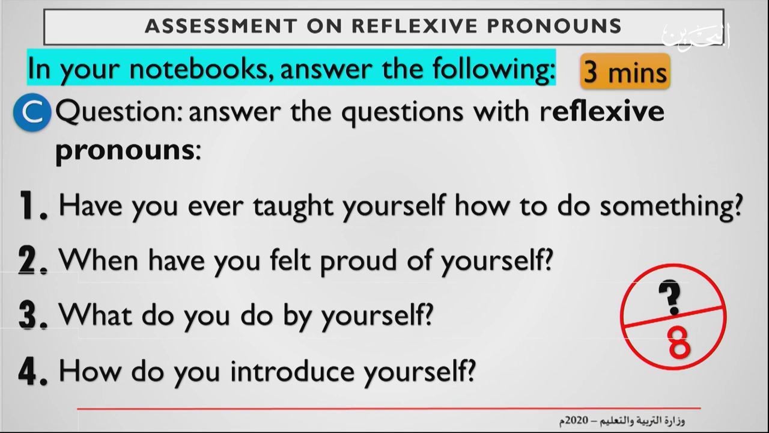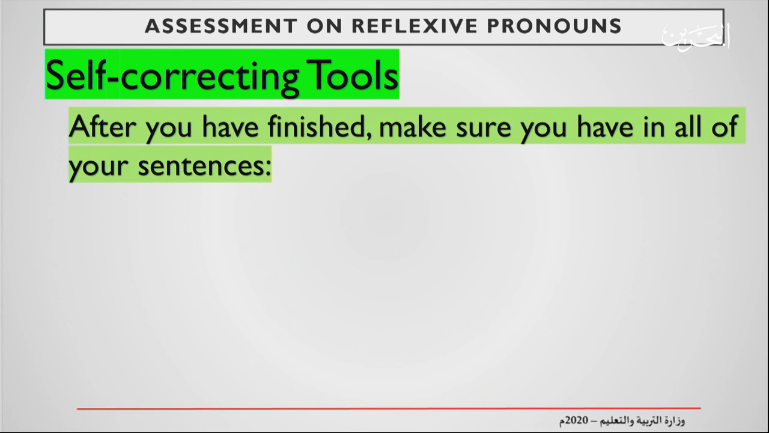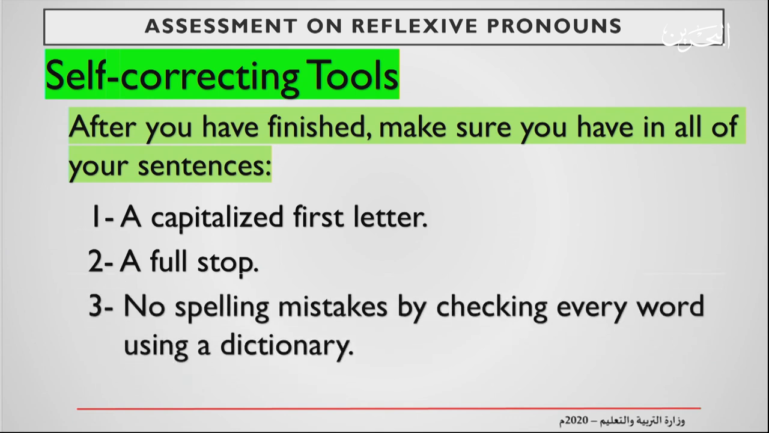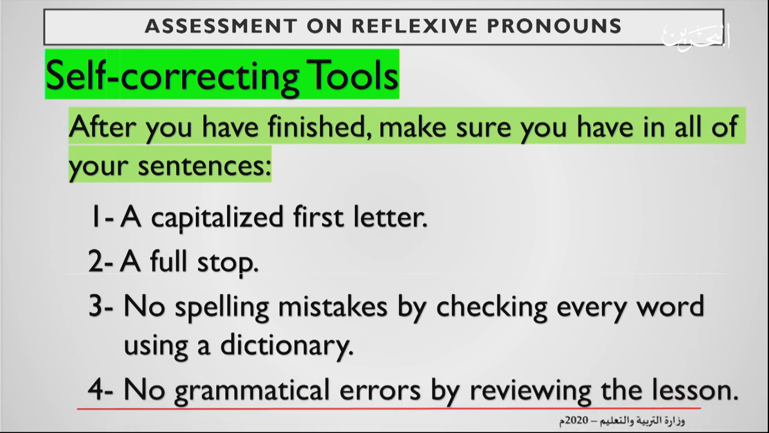All right, now let's go to the model answer. But before you do that, you have to use the self-correcting tools. After you have finished, make sure you have in all of your sentences the following. Number one, a capitalized first letter. Number two, a full stop. Number three, no spelling mistakes by checking every word using a dictionary. Number four, no grammatical errors by reviewing the lesson.